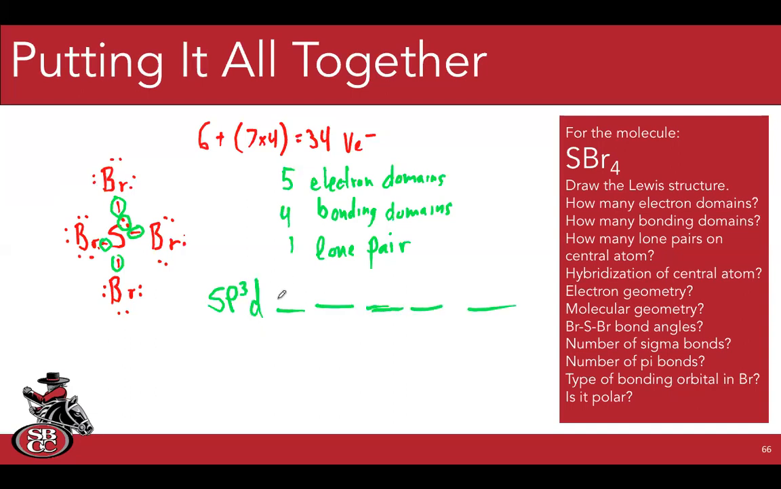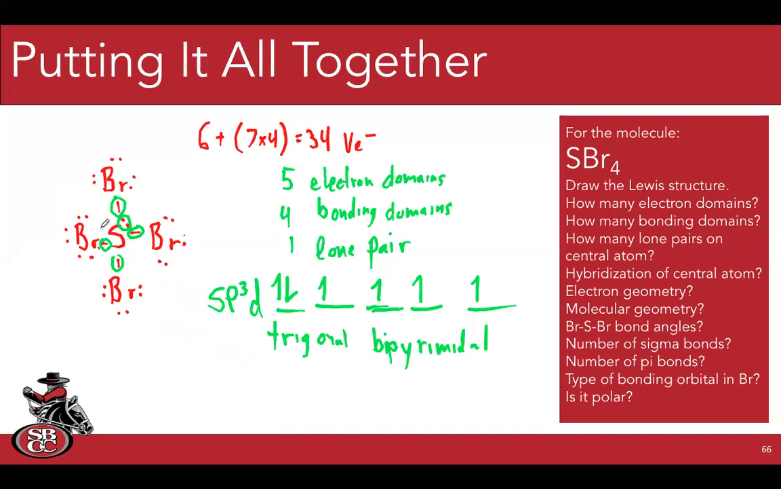And so we'll start by filling 1 electron in each orbital. And then there's a 6th. So there's the 4 bonding orbitals and the 1 lone pair in the 5 sp3d orbitals. So the electron geometry then with 5 electron domains is going to be trigonal bipyramidal. Oops, that's supposed to be bipyramidal. Sorry about that.